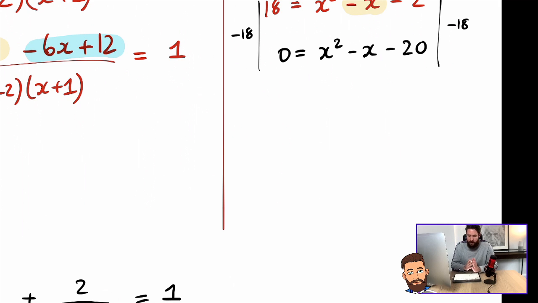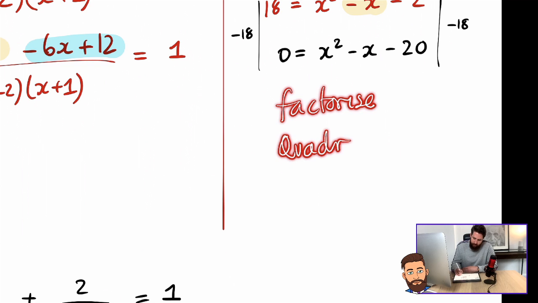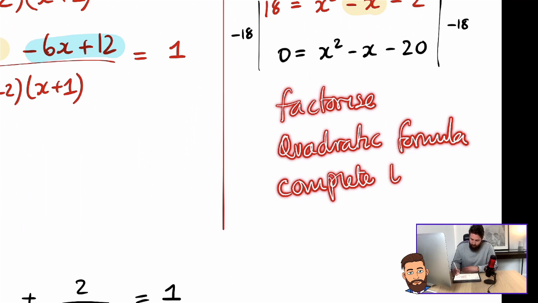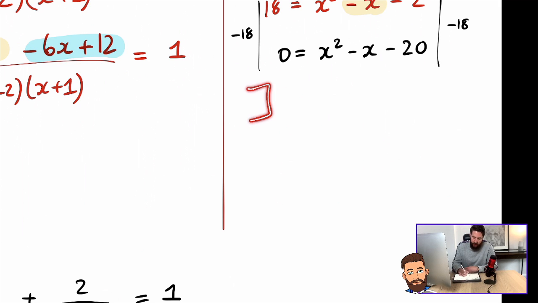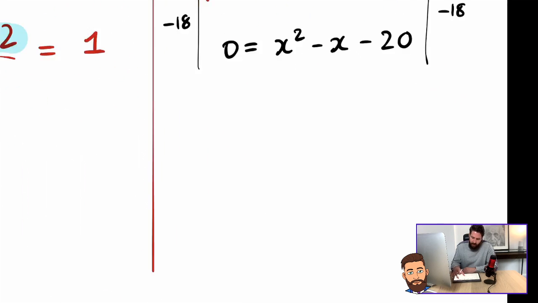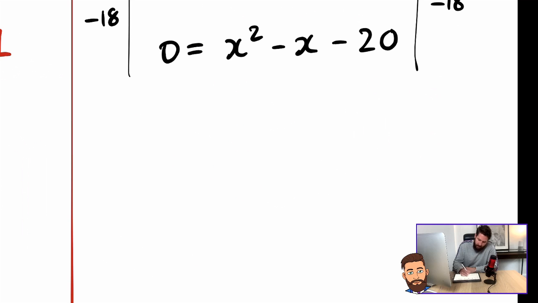So once we've made that equal to 0, there are many different ways that we can solve a quadratic. Okay, we could factorize. We could use the quadratic formula. We could complete the square. There's many different options. In this case here, if this was a non-calculator paper, we should try to factorize. So we're going to try and factorize here. How do we factorize a quadratic? Well, the first thing you should know is this is equal to 0.